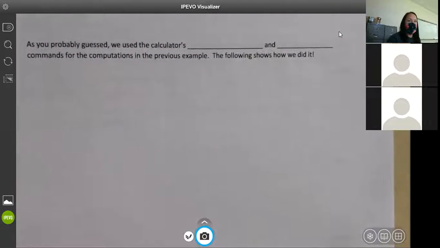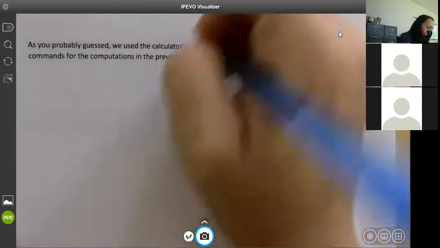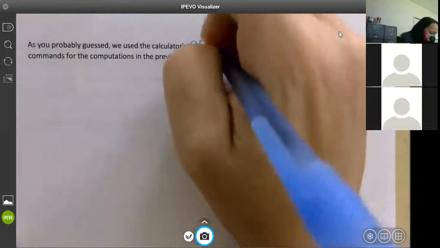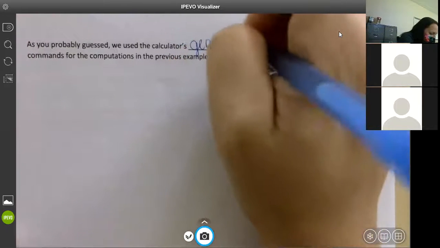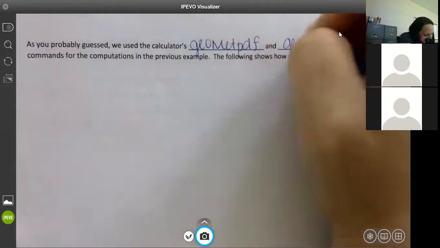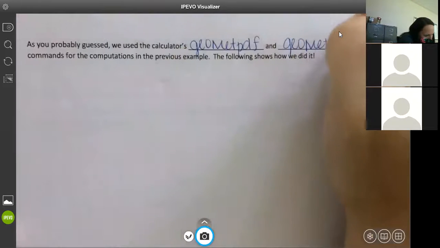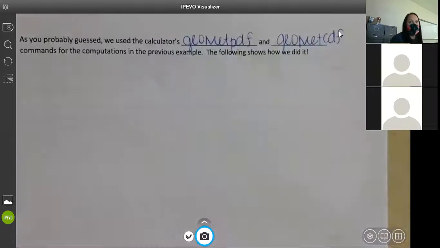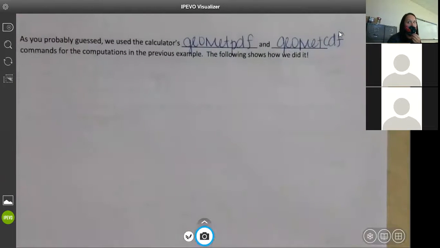As you probably guessed, we use the calculator's geometric PDF and geometric CDF commands for the computations in the previous example. The following shows how we did it. So we didn't do it, but the book did.